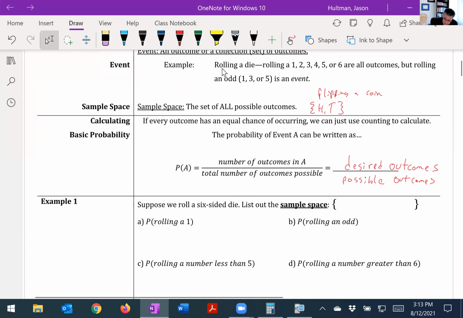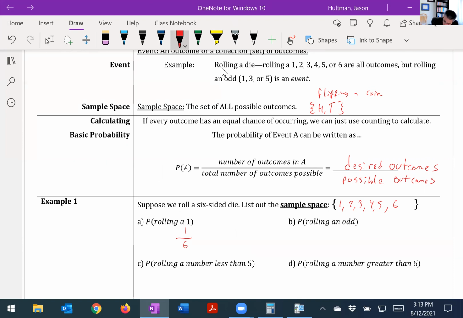Okay, suppose we roll a 6-sided die. List out the sample space. So this is all the possible results. So I could roll a 1, a 2, a 3, a 4, a 5, or a 6. What's the probability of rolling a 1? Well, what's the desired result? There's one desired result, that's rolling a 1 out of 6 total results. So that would be 1/6.